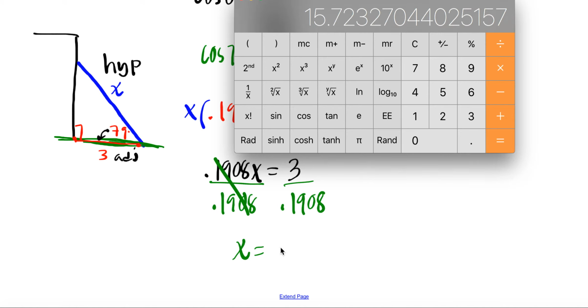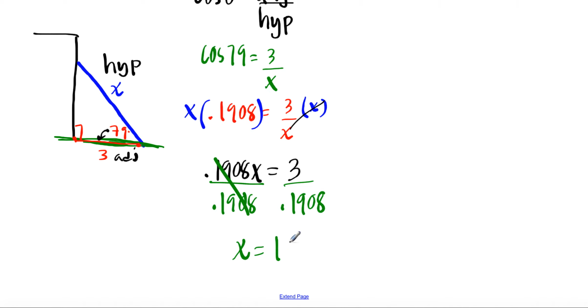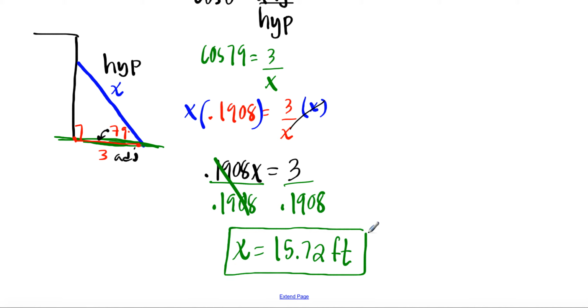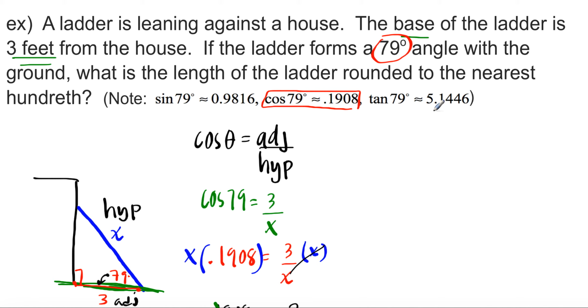equals, did it tell us where to round to? Nearest hundredth? 15.723, so 15.72. And let's not forget our units. We're talking about feet in this particular problem. So the ladder is 15.72 feet long. So draw your picture, put your angle piece there, or if the angle piece is unknown, and then look at your sides and decide which trig ratio you're going to use.